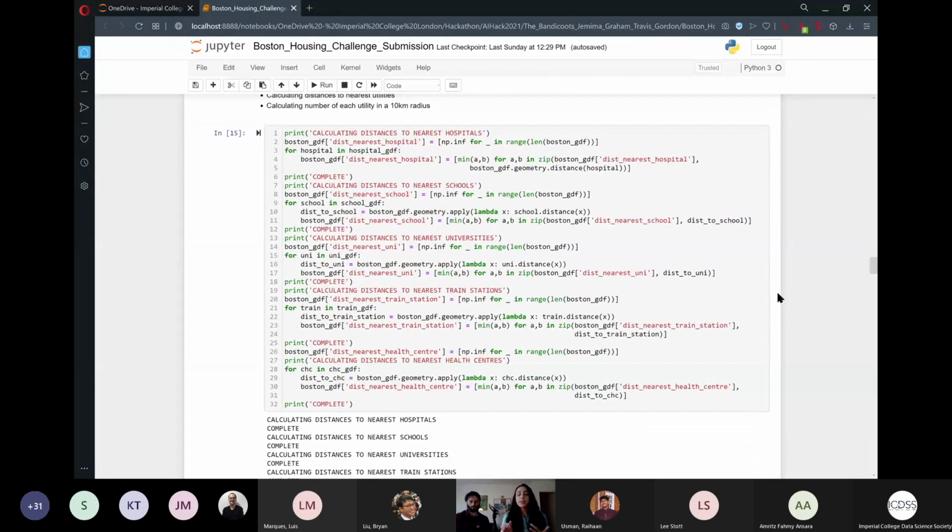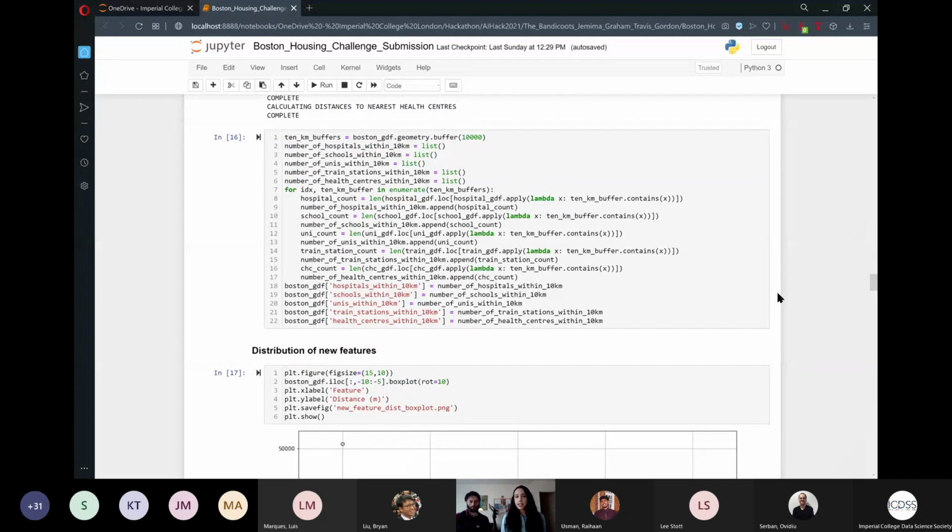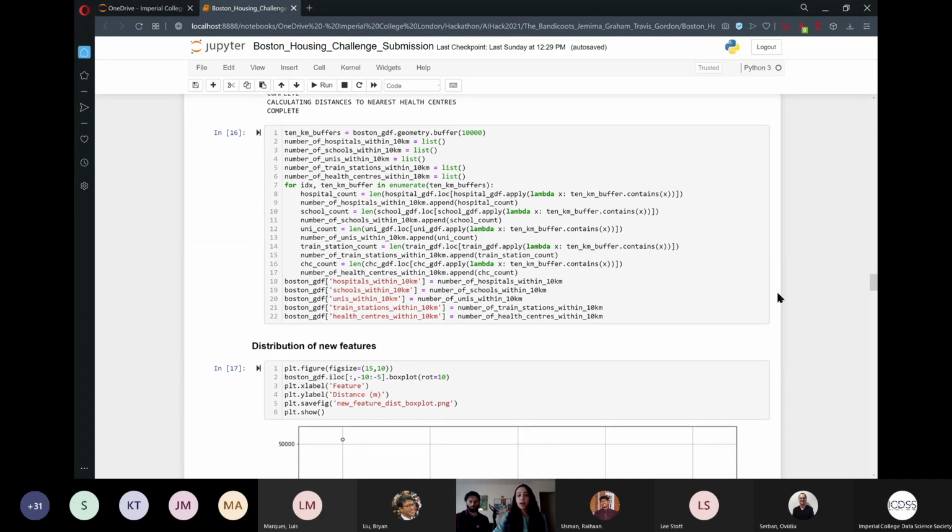We then used the information we pulled in about all the different facilities to calculate the distance to the nearest of each facility. So the nearest school, the nearest hospital, university, nearest train station, and nearest health centre. And we created new features that way. We also created new features a second way by having a 10-kilometre buffer, a 10-kilometre radius around each house, and counting the number of each utility that fell within that.